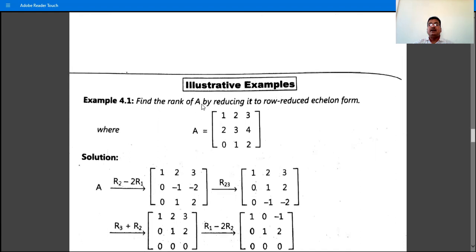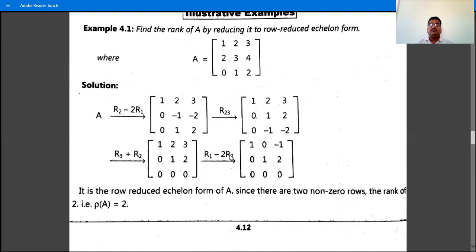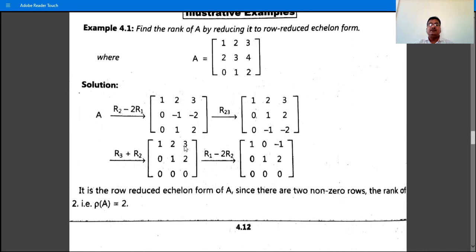To find the rank of A, reduce it to reduced row echelon form. So by applying these, this is the reduced row echelon form, and again we count the number of non-zero rows. There are 2 non-zero rows, and therefore the rank of A is 2. Or there are 2 leading ones, and therefore the rank of A is 2.